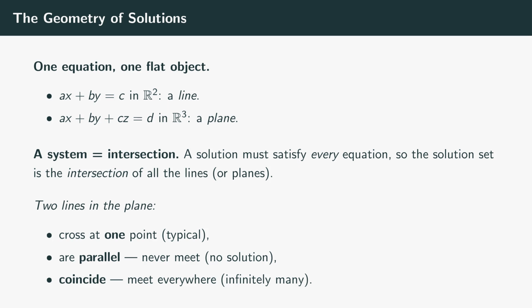Picture two lines in the plane. Usually they cross at exactly one point, that is the typical case, one unique solution. But two other things can happen. The lines might be parallel, marching alongside each other and never meeting, in which case there is no solution at all. Or the two equations might secretly describe the very same line, lying right on top of one another, so every point on that line is a solution, and there are infinitely many. Those three pictures are the whole story.